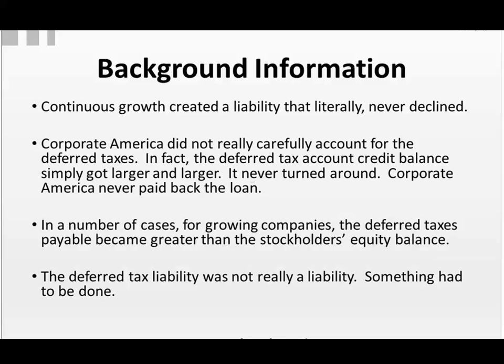It was like the plug account, which debit expense where the taxes payable current, throw the difference in the deferred tax account. Okay, and they didn't really keep good records on it. And that's the corporate America and the auditors as well, all right? So what happened is the deferred taxes payable account got larger and larger and larger. It never really turned around. In other words, it never got paid back. Corporate America never paid back this interest-free loan.